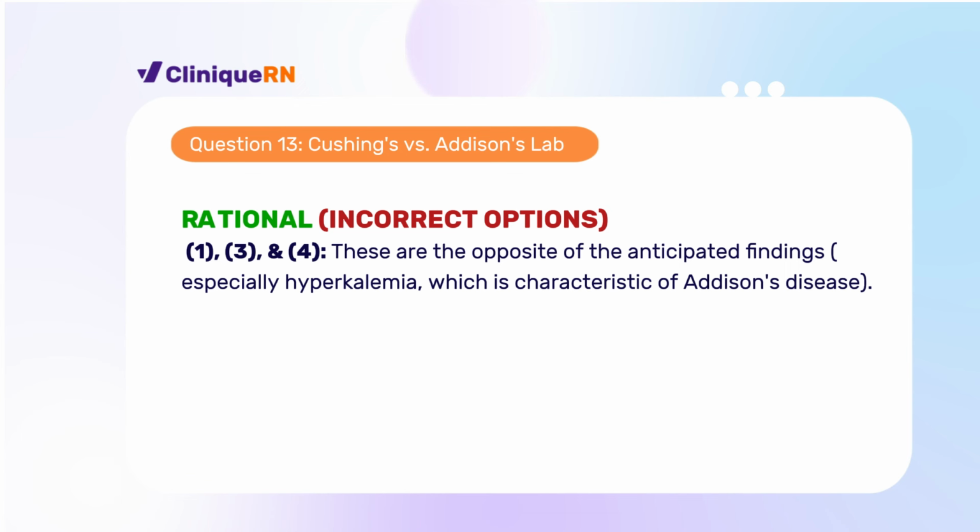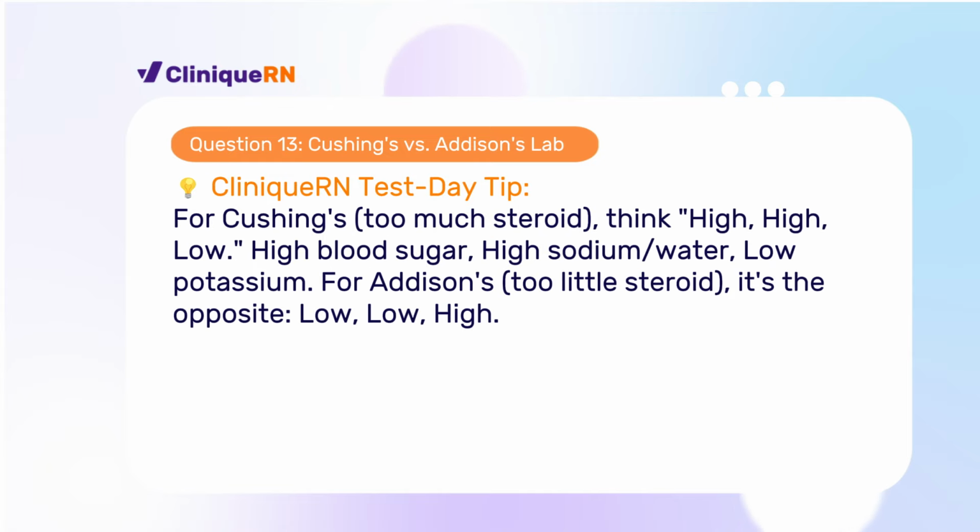Incorrect options: 1, 3, and 4. These are the opposite of the anticipated findings, especially hyperkalemia, which is characteristic of Addison's disease. Clinique RN Test Day Tip: for Cushing's, too much steroid. Think high, high, low. High blood sugar, high sodium/water, low potassium. For Addison's, too little steroid. It's the opposite: low, low, high.